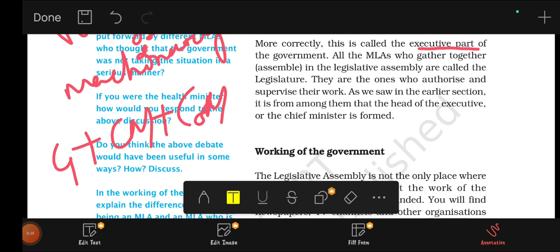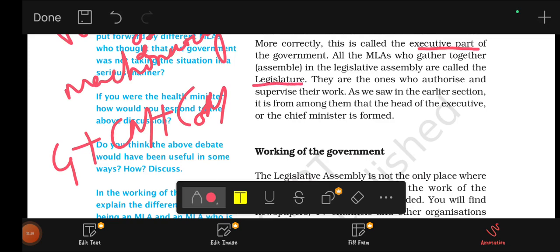and all the MLAs who gathered together in the legislative assembly are called the legislators. They are the ones who authorize and supervise their work. As we saw in the earlier session, it is from among them that the head of the executive, the chief minister, is chosen.